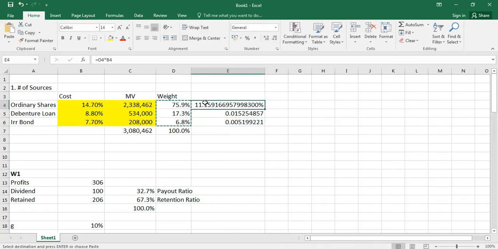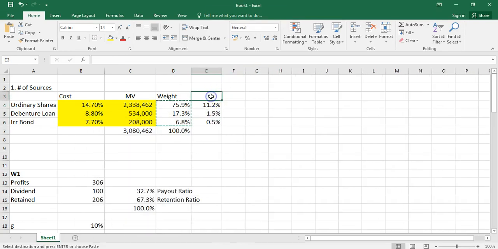So just format those a bit neater. So you're multiplying W times the cost. So 75% at 14, 17% at 8.8, 6% at 7.7. And adding those up gets your WACC. So it's a pretty straightforward approach if you know your steps. But where students fall down is they don't understand how to get each of the individual ones. This is where the little cheat sheet comes in.